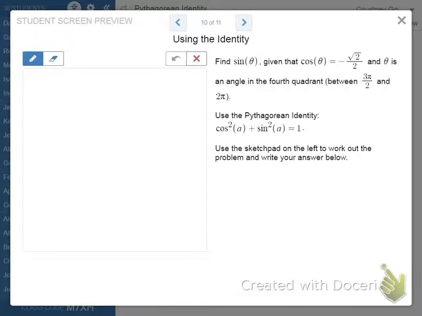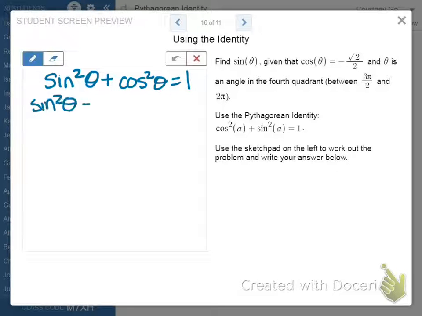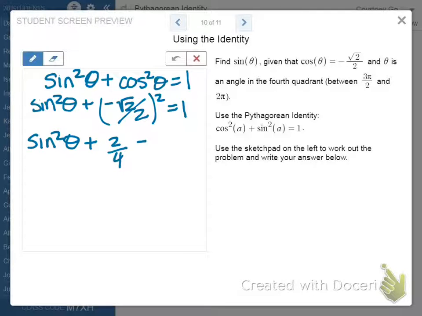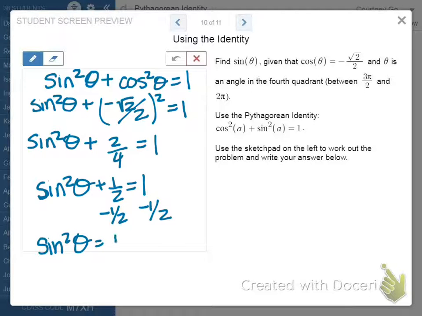Okay, and just so you guys can see one more example, this is one we didn't get to in class, but same idea. We are given cosine and we want to find sine. So I'm going to plug in negative root 2 over 2 for cosine. I'm squaring that. When I square a fraction, I square the top and the bottom. So negative square root of 2 squared gives me 2, and 2 squared gives me 4, so this is sine squared theta plus 2/4 equals 1. I can reduce that, so I get sine squared theta plus 1/2 equals 1, and then subtract 1/2 from both sides to solve for sine squared theta.